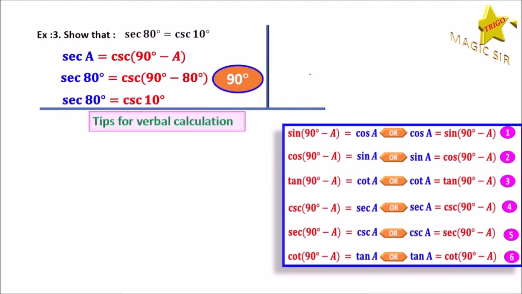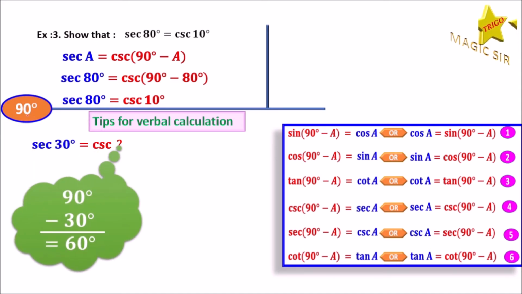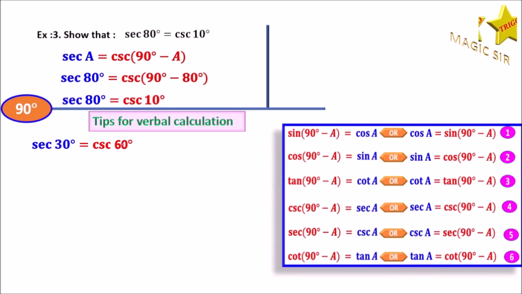Here is the tip for verbal calculation. How do you convert sec 30 degrees to cosec? It is so simple. Just subtract the given angle from 90 degrees. Here 30 degrees is an acute angle. So sec 30 degrees is equal to cosec of 90 degrees minus 30 degrees, which is 60 degrees. So sec 30 degrees is equal to cosec 60 degrees.